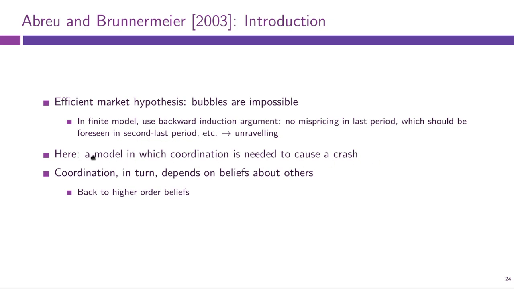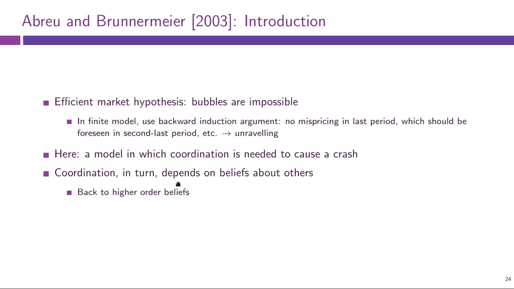And this is exactly what's happening in this model. So they set up a model in which this kind of coordination is needed to cause a crash, but agents do not agree on when they should sell the asset, on when they should coordinate on sale. So the crash never really follows. Or I guess my wording here might not be perfect. It should say a model in which coordination is needed to cause a price adjustment, to bring price back to the fundamental value of the asset. So that's the way it should be worded. But the idea is that this coordination depends on beliefs about others.